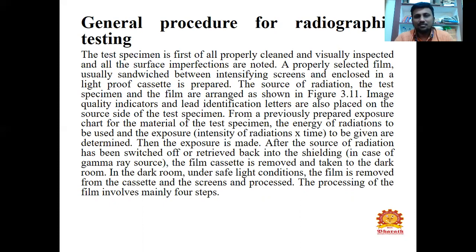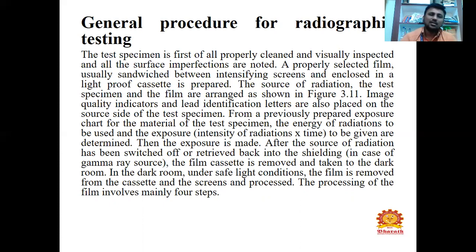From a previously prepared exposure chart for the material of the test specimen, the energy of radiation to be used and the exposure intensity and extent to be given are determined. Then the exposure is made, after which the source of radiation is switched off or retrieved back into the shield. In the case of a gamma ray source, the film cassette is removed and taken to the dark room. In the dark room, under safe light conditions, the film is removed from the casing and screens and processed.